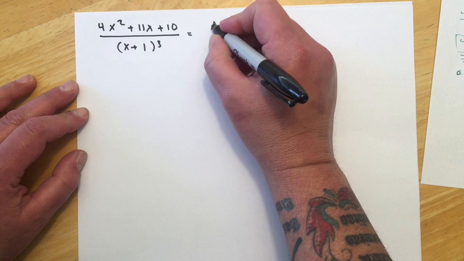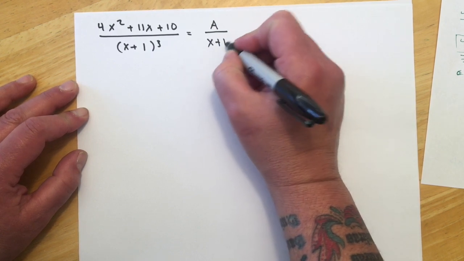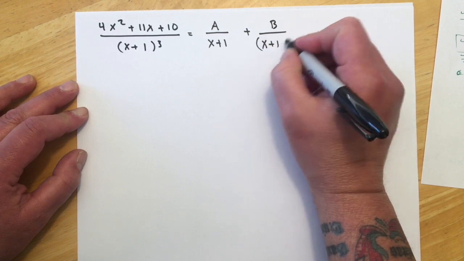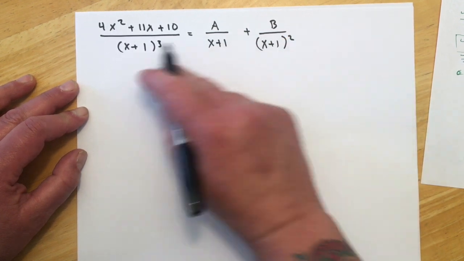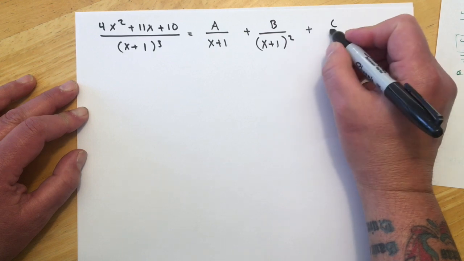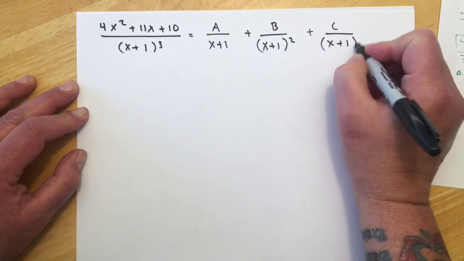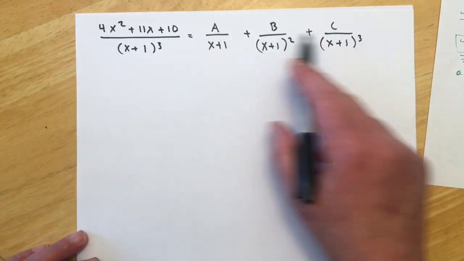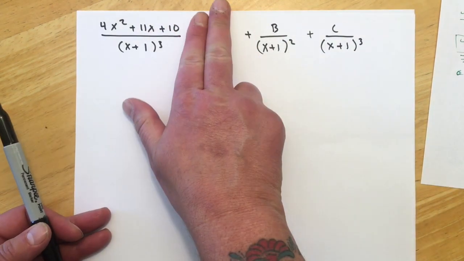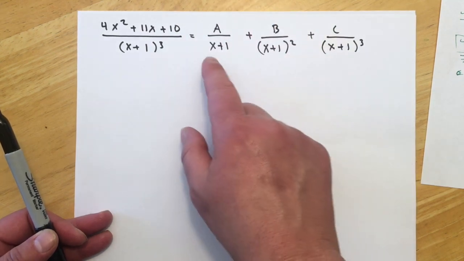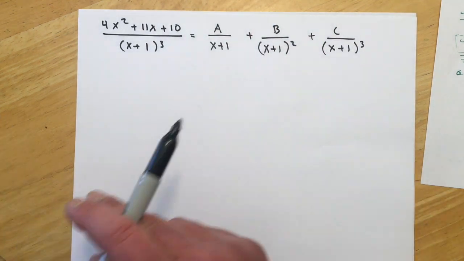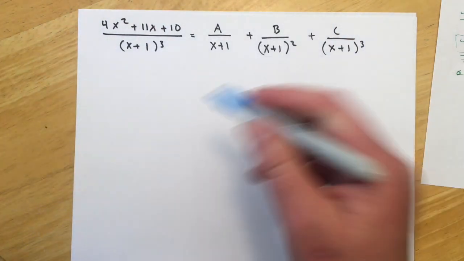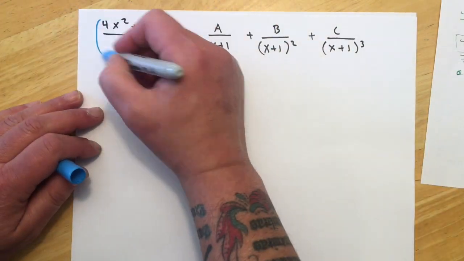So for our first one, we'll have A over x plus 1, and then B over x plus 1 squared, because both of those would go into this, and then we know we have to have a C over x plus 1 cubed. And if you look, this would be the LCD for all three of these things. I don't necessarily need that one or that one, but they're both possible, so I have to allow for the possibility. And then the next step is we multiply both sides by the LCD, so we get to that equation that we end up working with.